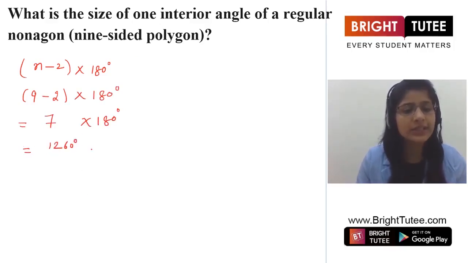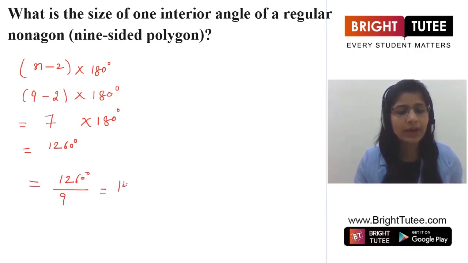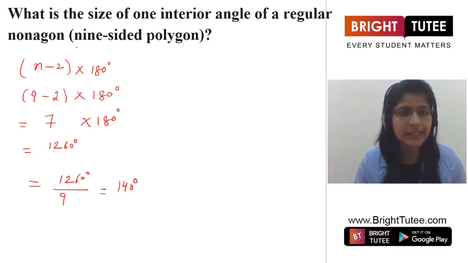1260 degrees. Now this is the total sum of all the interior angles, and there are how many angles? 9 angles. So we are going to divide 1260 by 9 because all the 9 angles are equal. It is a regular nonagon. So the answer will be 140 degrees. So each angle will have a measure of 140 degrees if it is a regular nonagon, right? So this is how we do such type of questions.